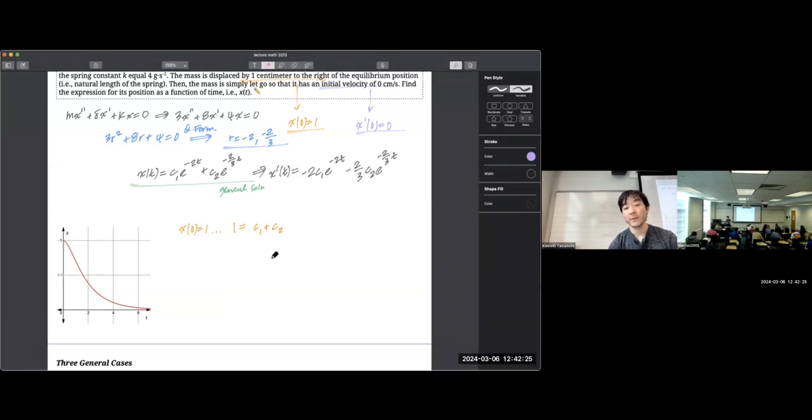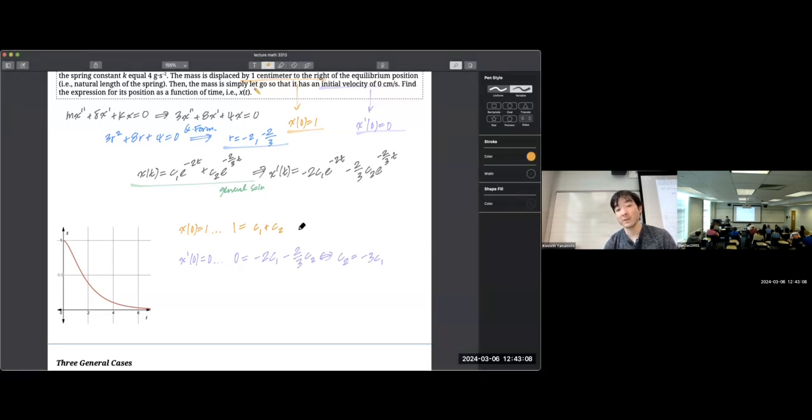And then you have the other condition, which is x prime of 0 is equal to 0. This is like saying this derivative here is equal to 0 whenever all the t's are equal to 0. So it's going to be -2 C1 minus 2/3 C2. Well, you could just say that C2 is equal to -3 C1. That happens because I could just move this over. That's going to be positive 2/3, and then I can multiply by 3 over 2. And so it'll be equal to this.